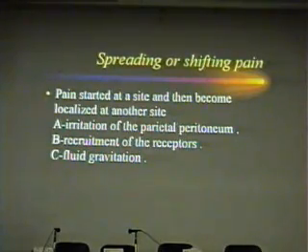Spreading or shifting pain: pain started at one site, then becomes localized at another site, like appendicitis. It starts in the periumbilical area and then becomes localized in the right iliac fossa. It is due to irritation of the parietal peritoneum, and due to recruitment of the receptors. What does recruitment of receptors mean? At an early stage of inflammation, a small number of receptors become stimulated.